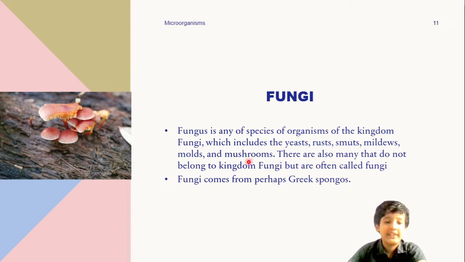Let us now take a detailed look into fungi or fungus. Fungus is any species of organisms in the kingdom of fungi, which includes yeasts, rusts, smuts, mildews, molds, and mushrooms. There are also many fungus-like organisms, including slime molds and oomycetes or water molds, that do not belong to the kingdom fungi but are often called fungi. Fungi comes from perhaps the Greek word spongos. This is the picture of fungi in its form of mushrooms.